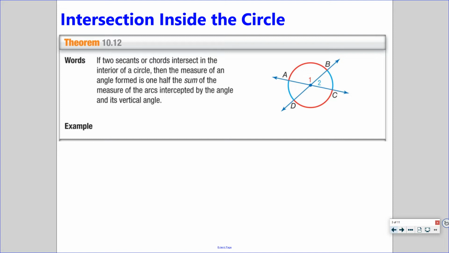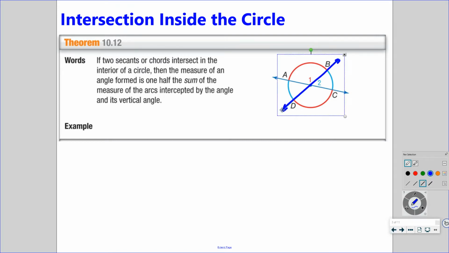All right, let's read through this theorem. This theorem says if two secants or chords intersect in the interior of a circle. What do we think interior of a circle means? Inside the circle, right? So in this picture, we have two secant lines. BD intersects my circle at exactly two points. AC, another secant line, intersects the circle exactly twice. Here's their point of intersection. Did everybody see how that's located? Inside the circle.